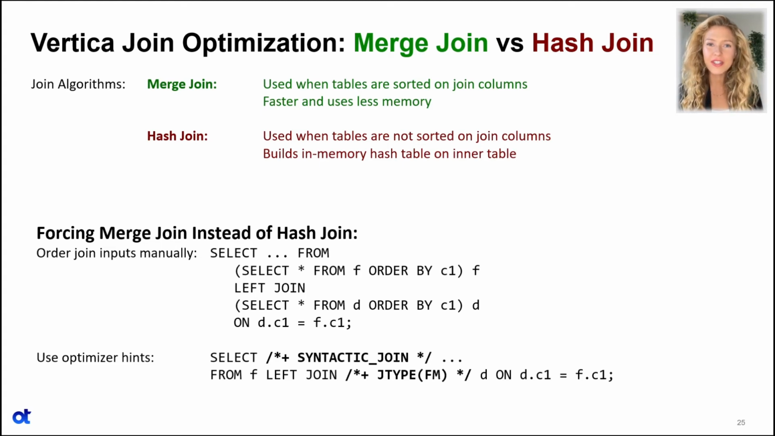If changing projections or enabling join spill isn't possible, you can force a merge join in two ways. First, by sorting both tables on the join column before joining them. Second, by using Vertica join hints in your query to explicitly instruct the optimizer. These techniques help ensure your query completes even under memory constraints.